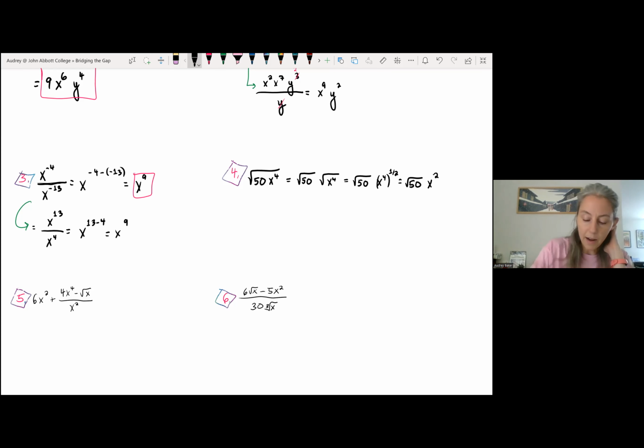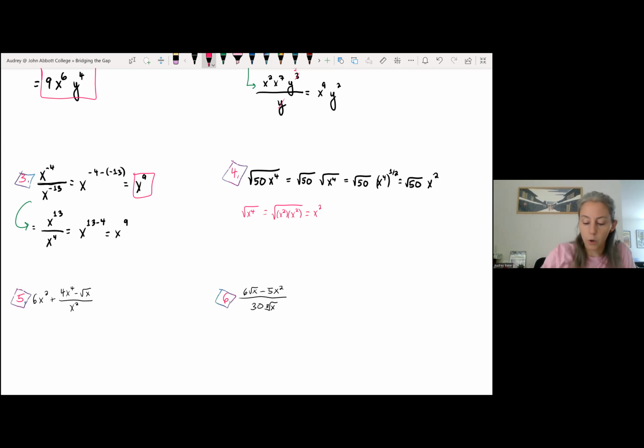Now, when we think about that, it really makes sense that the square root of x to the fourth is x squared. Because what do I have to multiply by itself 2 times to get x to the fourth? The answer is x squared. So the square root of x to the fourth is the same thing as the square root of x squared times x squared. We've got 2 x squareds under there, so we take 1 out and get rid of that square root.